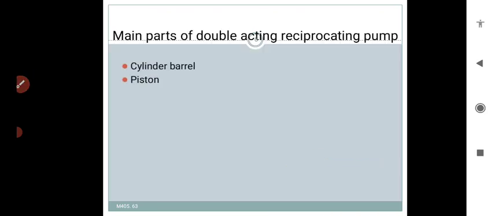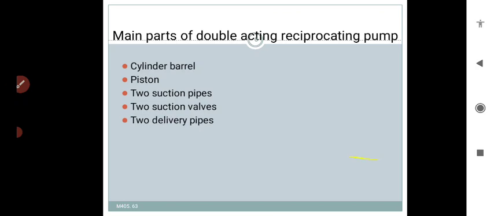The main parts of the double acting reciprocating pump are the cylinder barrel, piston, 2 suction pipes, 2 suction valves, 2 delivery pipes, and 2 delivery valves.